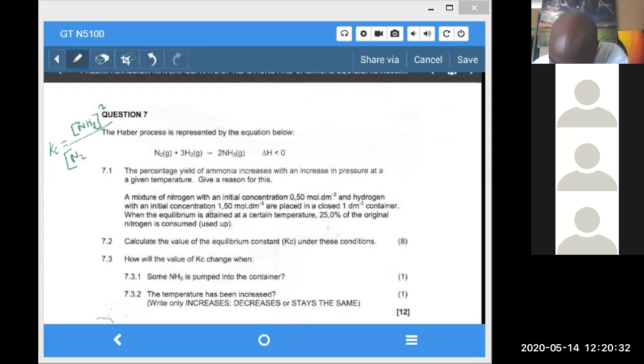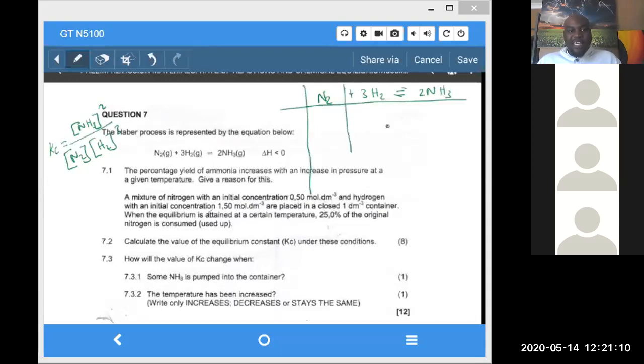So when we do our rice table, we need the equation. Nitrogen is combining with hydrogen in the ratio 1:3 to give us 2 moles of ammonia. So in your table, this is how you draw your table. Let's divide like that. On the top, we write the equation N2 plus 3H2 to give us 2NH3. 1 mole of nitrogen will combine with 3 moles of hydrogen to give us 2 moles of ammonia.